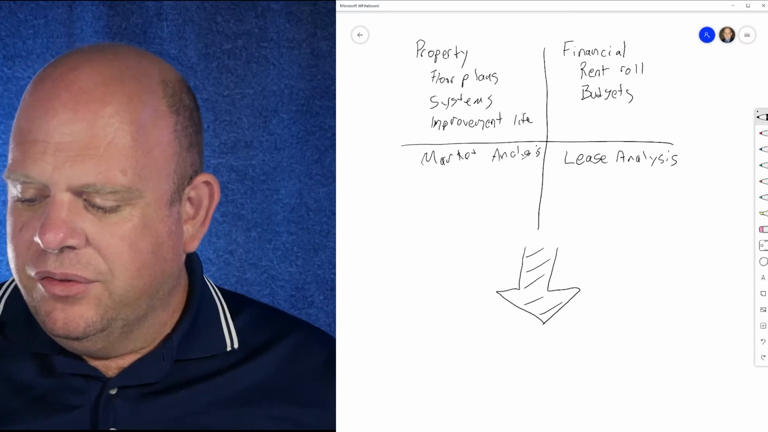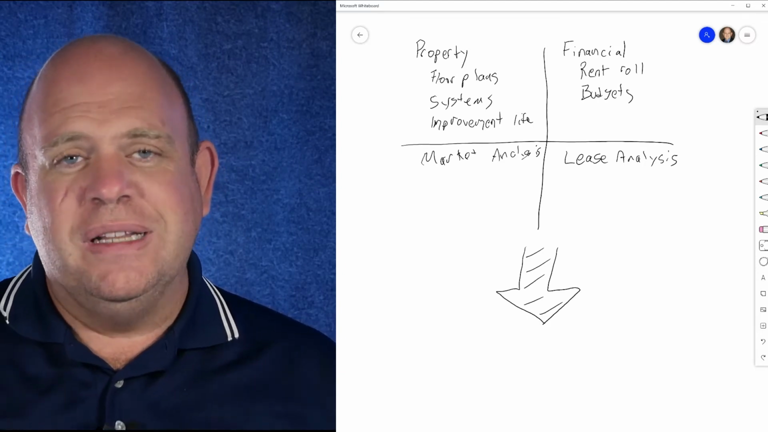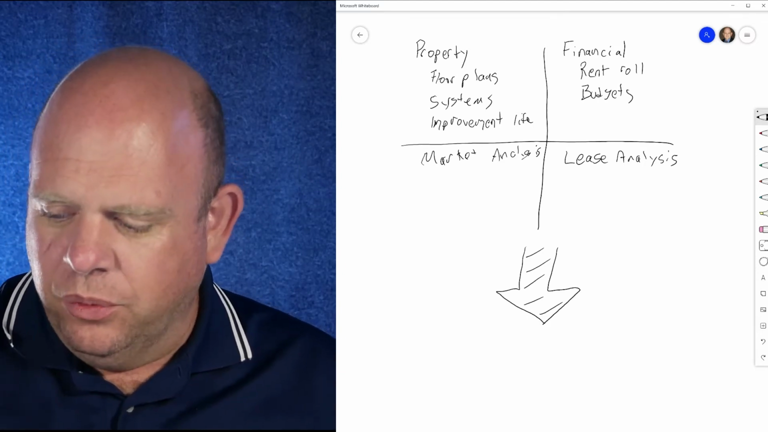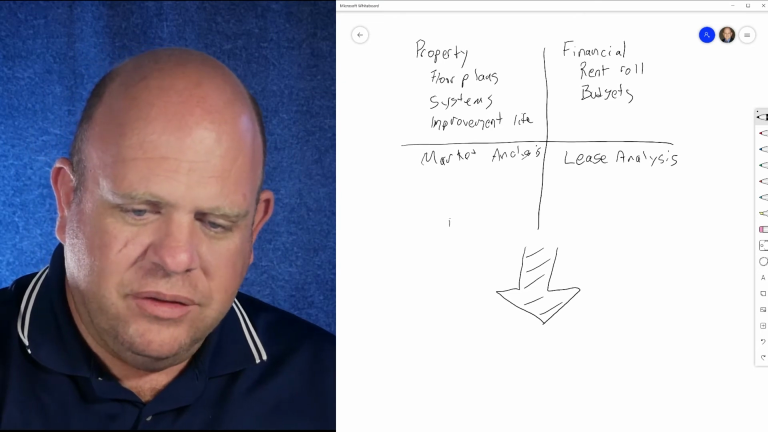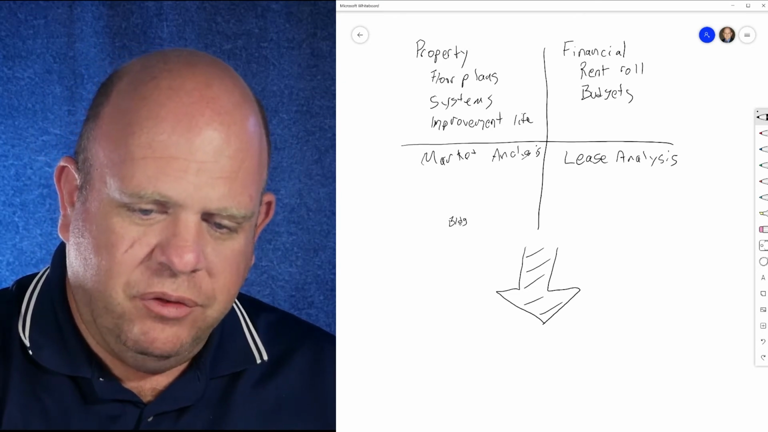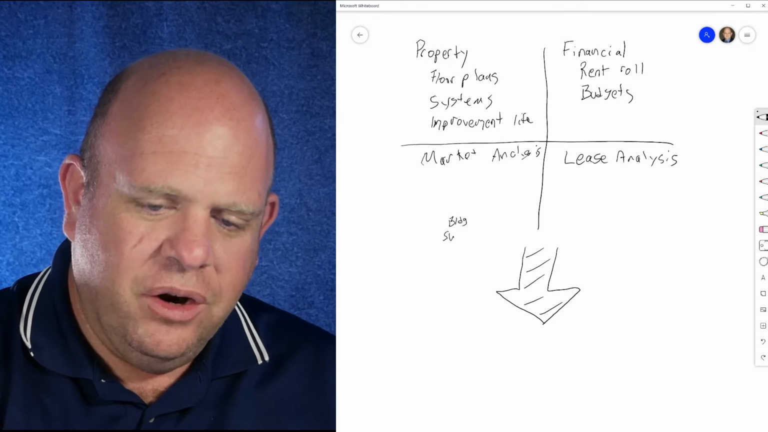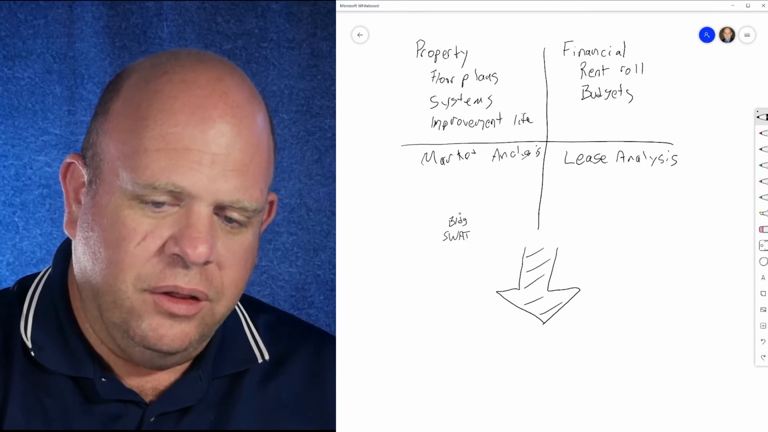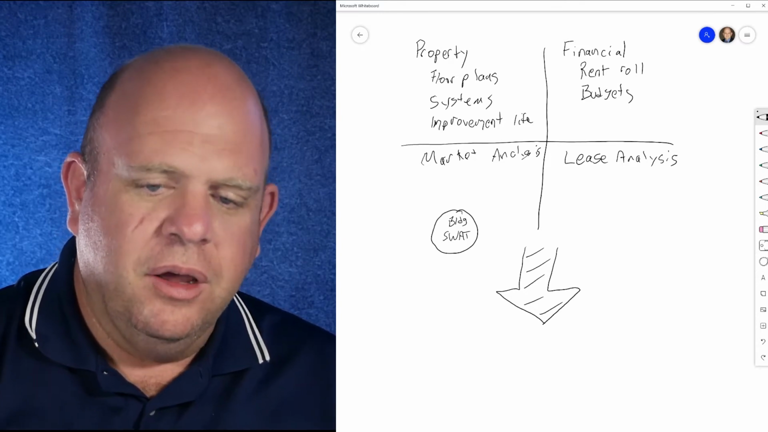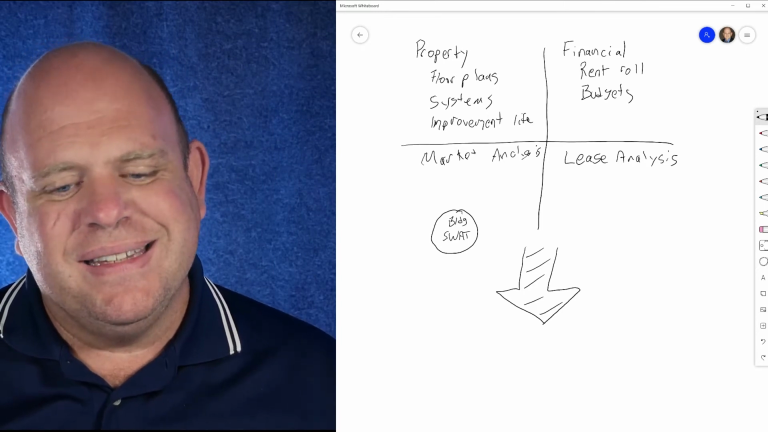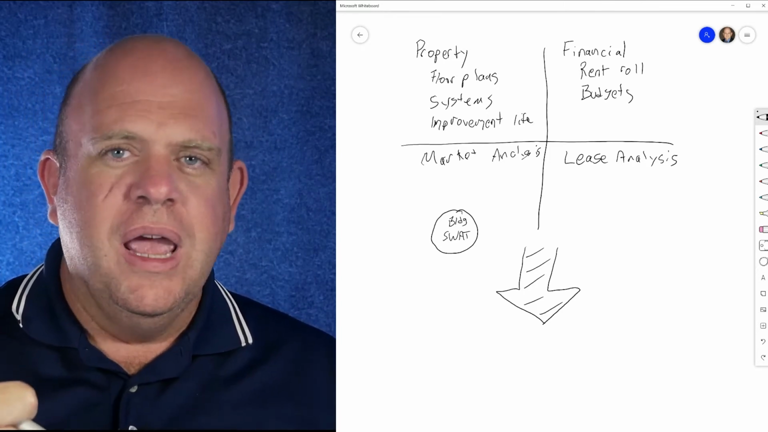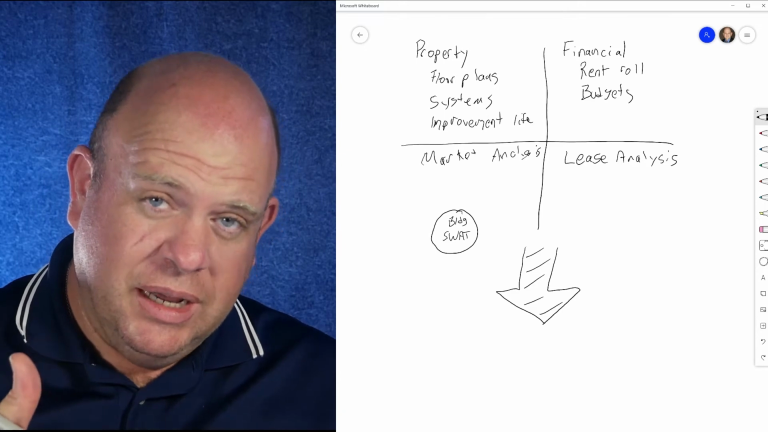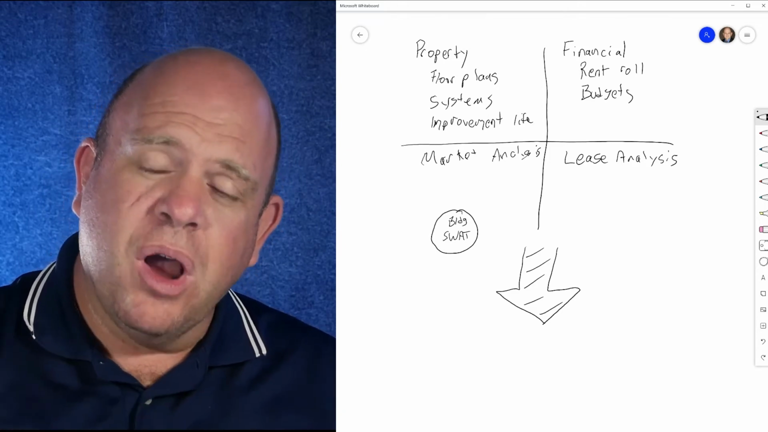Market analysis has three different levels that we go through. I like to start with the building level, and here it's basically a SWOT analysis. There's nothing fancy about it. I want to know where the building sits and what its strengths are. And again, this is a market analysis, so it's not looking at it at the property level.